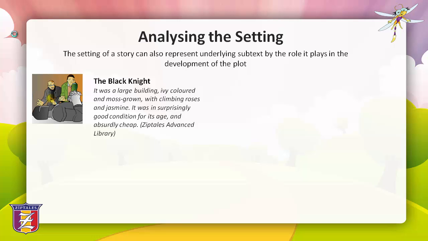The first is the house where the newly married couple decide to live. "It was a large building, ivy-covered and moss-grown, with climbing roses and jasmine. It was in surprisingly good condition for its age and absurdly cheap." Here the subtext implies that although the house is a wonderful find, the reason it's absurdly cheap is that it was the house where the evil Black Knight lived.